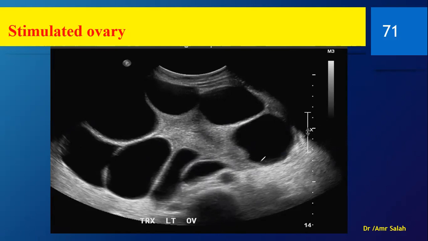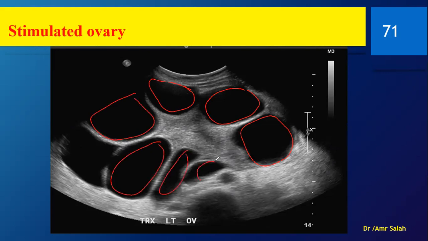This is of course not the PCO appearance, because the follicles here are large. Remember, in the PCO appearance all the follicles were small, but here all the follicles are large. Look at them, they are all large. Of course, the ovary is enlarged too. And she would give you the history of having drugs for induction. Look at the follicles, they are all enlarged. In contrast with the PCO, they would be small.